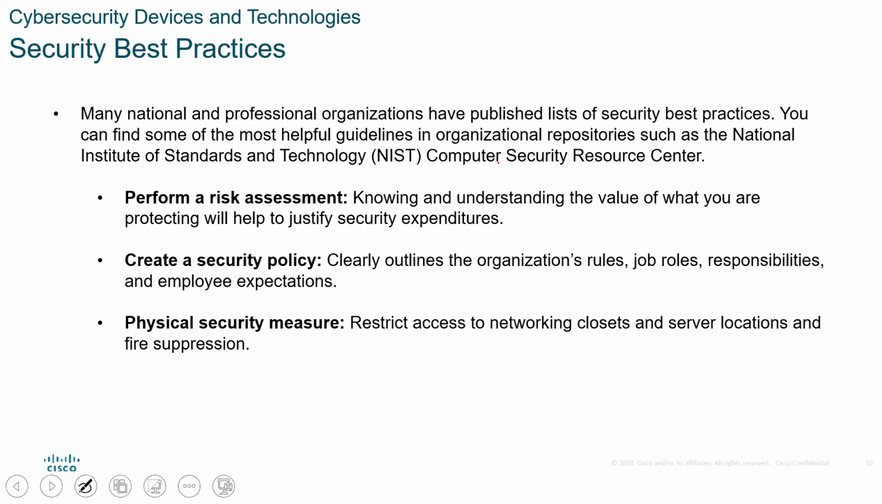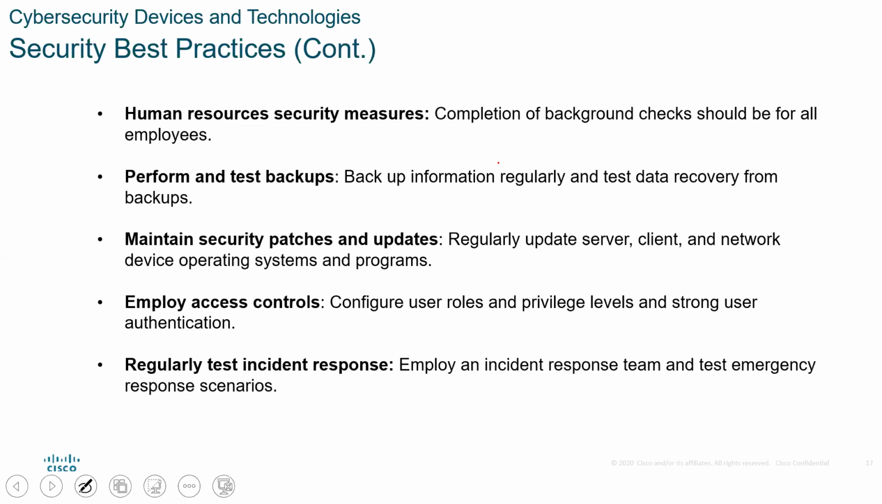Clearly outline the organization's roles, job roles, responsibilities, and employee expectations. And then physical security measures. Restrict access to networking closets and server locations, and fire supervision. So invariably, where people are not supposed to have access, prevent them from having access to that location.